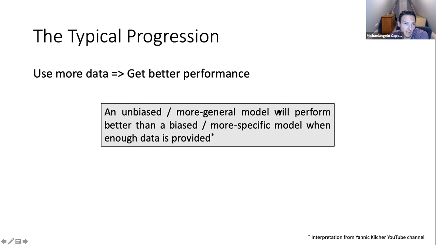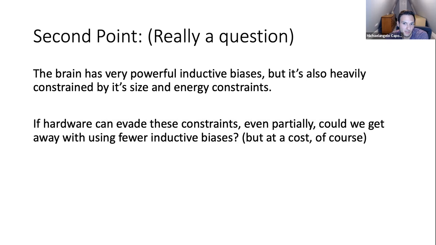So getting back to this point, this kind of made me think about our work, and this brings it to the last slide. So it has very powerful inductive biases, but you can maybe think of it as they're giving you more bang for your buck. In this case, the brain is heavily constrained by its size and energy constraints, and it's really using these inductive biases to learn efficiently from the data that it is given and from the amount of energy it can use.